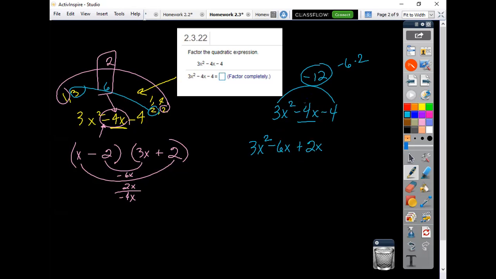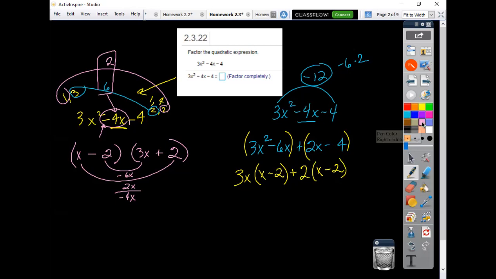These numbers are here to get the 4x. And then the minus 4 sitting out here. Now you group them 2 by 2. You factor out the common factors. So these two would have a 3 and an x. And then you factor out the common factor from these two, which would be a 2. And when you get to this point, then if you've done everything else right, you're going to have a common factor in the parentheses that comes out, leaving you the 3x plus 2 for the other factor.